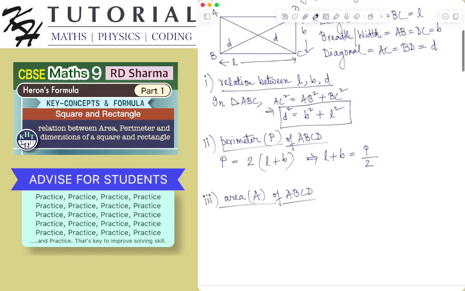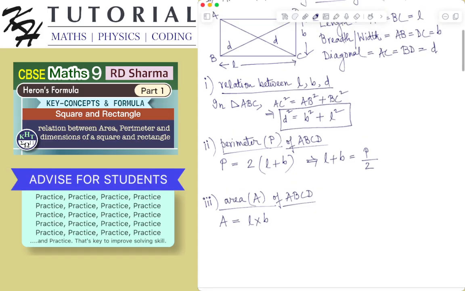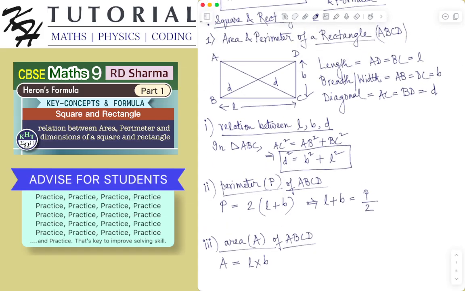Okay. Now what is the area of rectangle ABCD? We know area is equal to length into breadth. Okay, we know this. So these are the fundamental three formulas related to area, perimeter, length, breadth and diagonal of a rectangle.